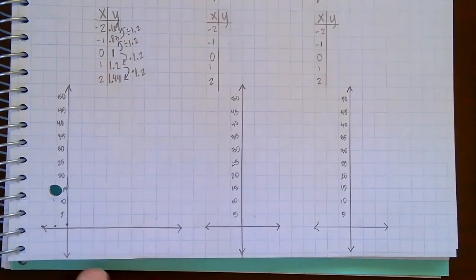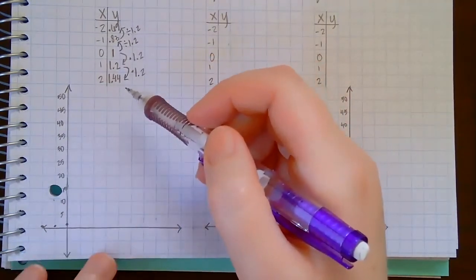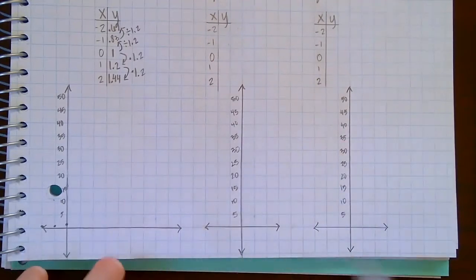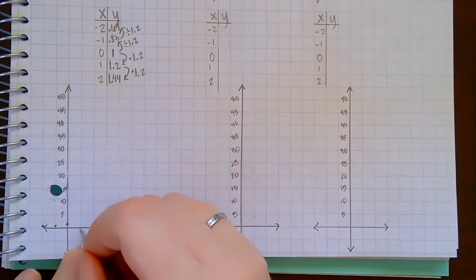Now you might be saying, why did you make your graph go up to 50 if your number only goes to 1.44? Because I want to compare all 3 of these to see what happens, okay? So then I have at 1, it's 1.2, still way down here.